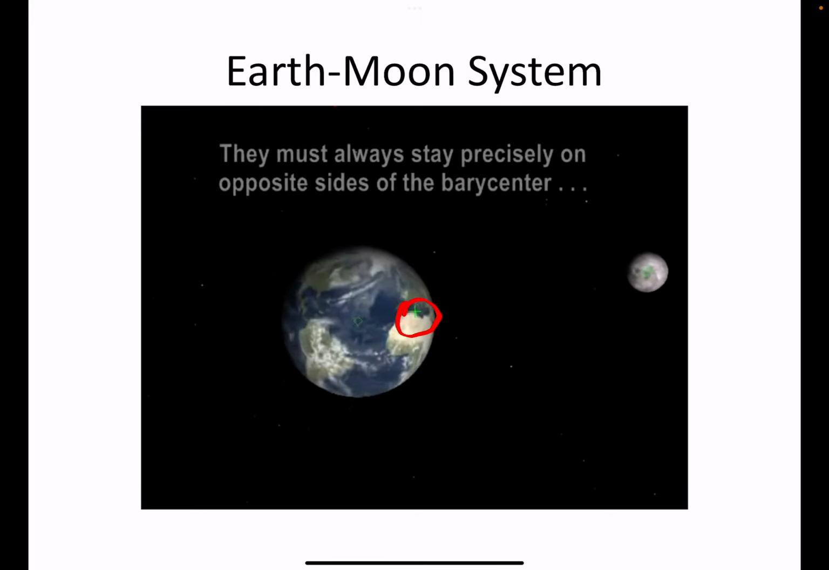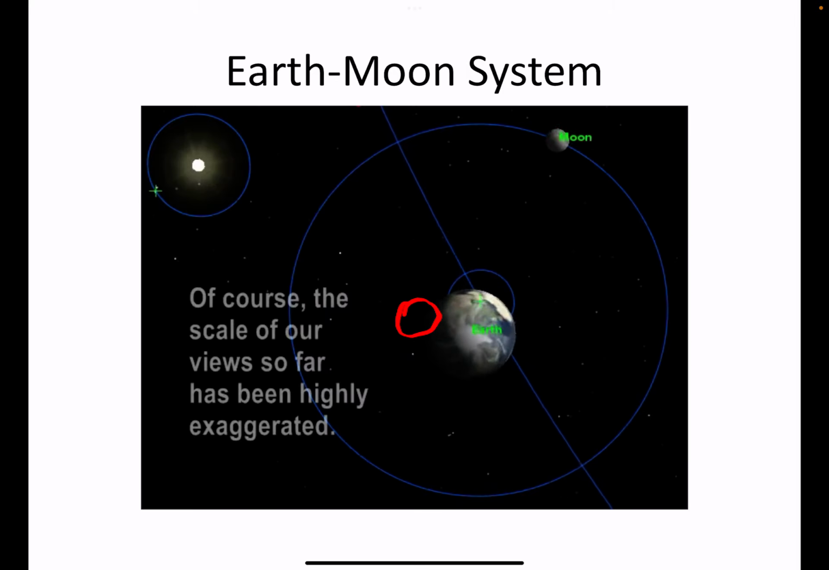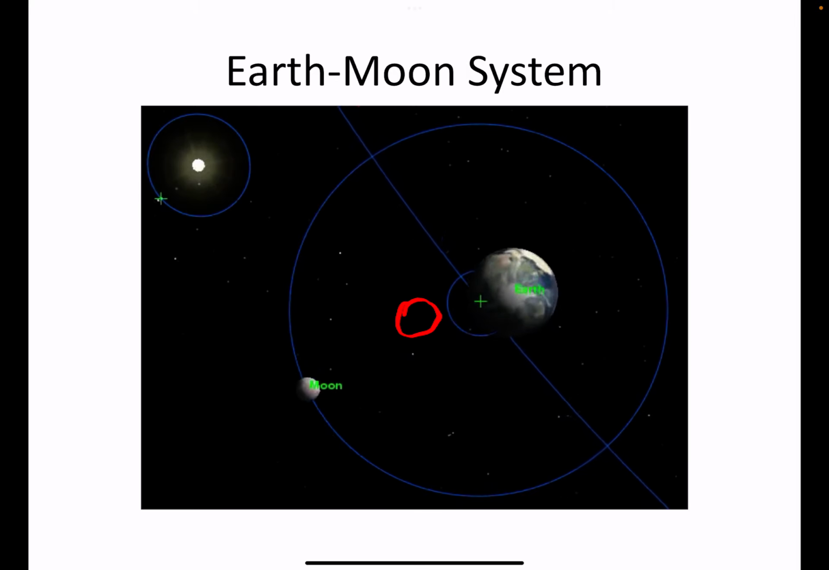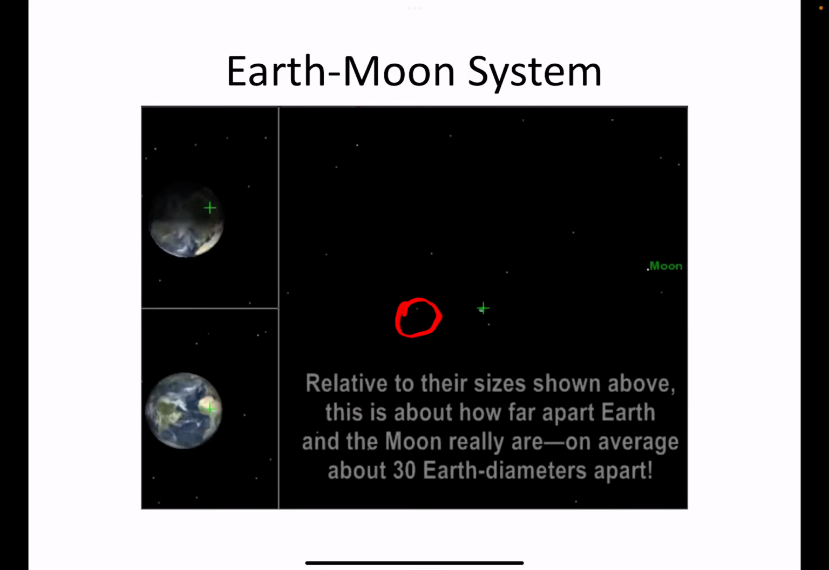So the Earth is orbiting around this green dot. The moon is orbiting around this green dot. That's because not only is the Earth applying a force on the Moon, the Moon is also applying a force on the Earth.